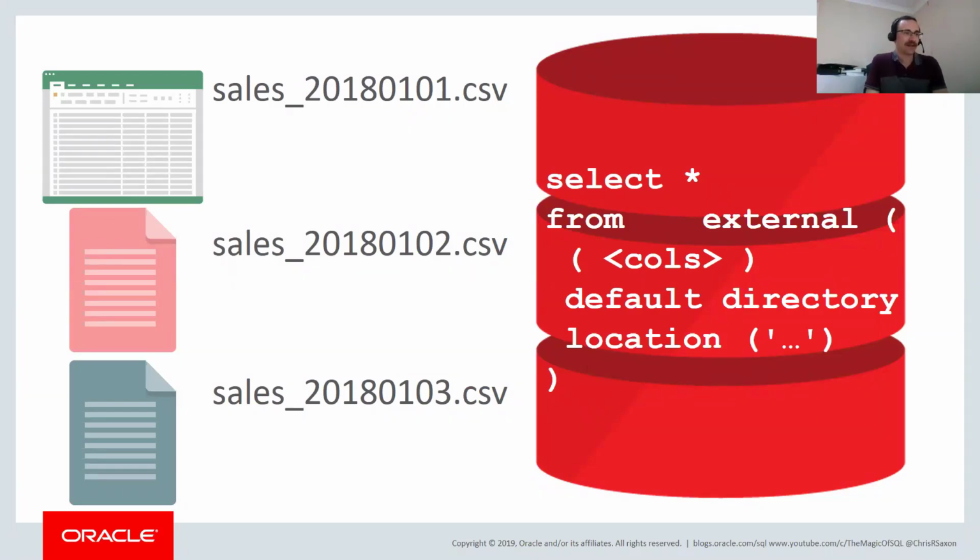Okay. All right, question from Alan. Can we create primary key or index on external tables? So good question, Alan. No, you cannot create indexes on external tables. And the reason for this is because the file itself is outside the control of the database.